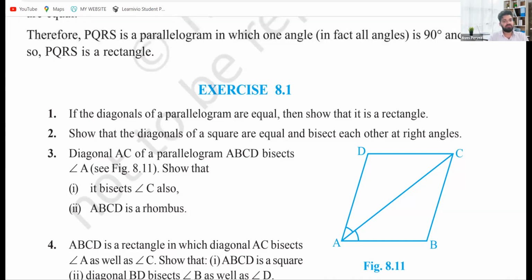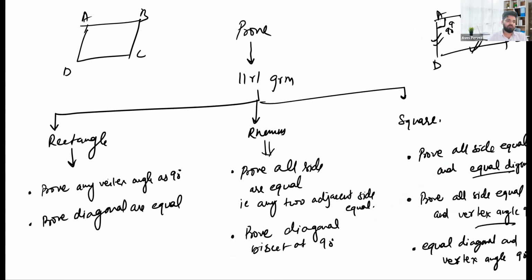Prove that if it is being given to you that ABCD is a parallelogram and its diagonals are equal, then it is a rectangle. You need to prove it is a rectangle. We have equal diagonals given there. Just prove any angle 90°, then it will be a rectangle. Okay, understood?